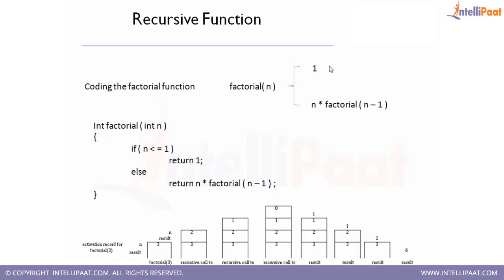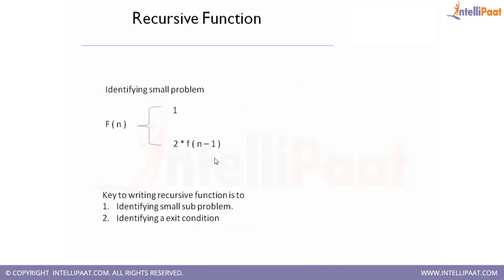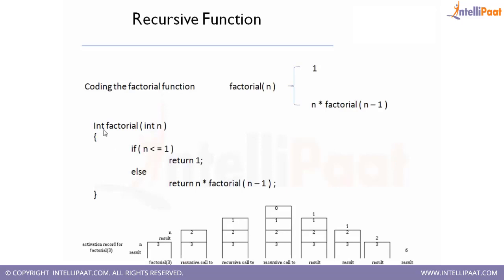Okay. As per the previous slide, we have done both things: identifying a subproblem and identifying the exit condition. So this is a sample function for factorial. If n is less than or equal to 1, return 1. This is our exit condition, and this is our subproblem. If n is not less than or equal to 1, then we'll go on to solve the subproblem, which is n into factorial of n minus 1. So let's write code for this.